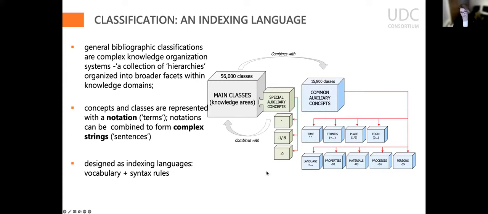Specific to UDC is this blue area, these 16,000 common isolates, as Ranganathan termed them, or as we call them, common auxiliary concepts that do not belong to any of these main disciplines and knowledge classes that are now almost 60,000 of them. And so these facets of time, ethnic, place, form, and language, about which we are going to spend more time today, are these interesting hierarchies. These are clear taxonomies, and language is one of these pure taxonomies that is interesting to observe.